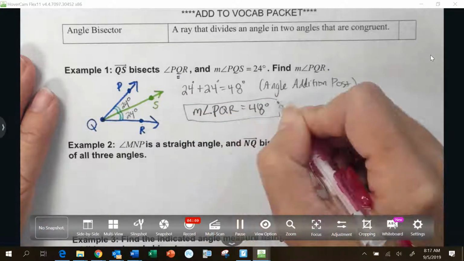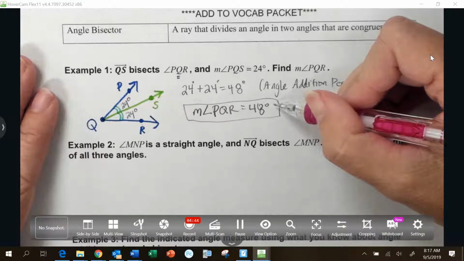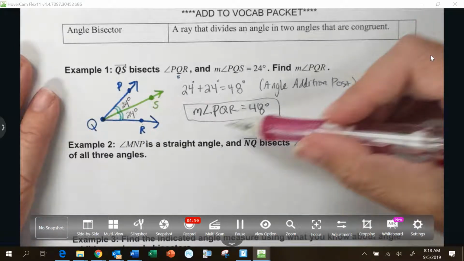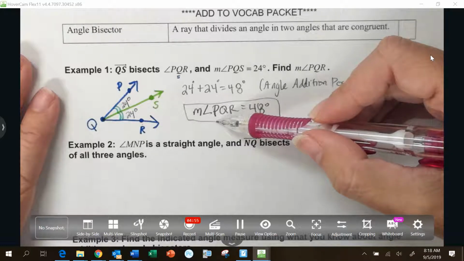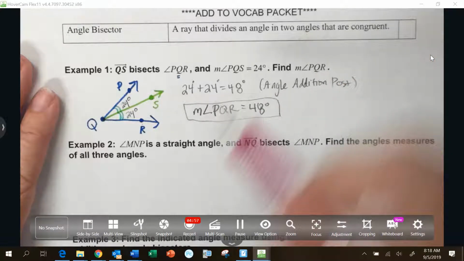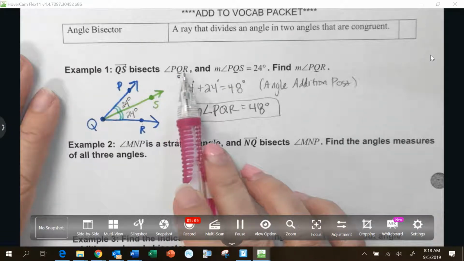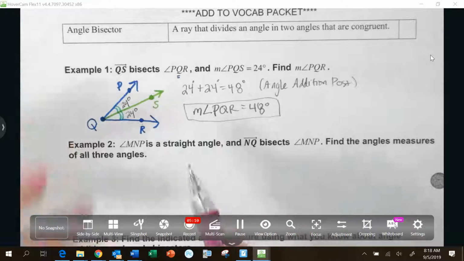Make sure, I said this yesterday also, that you are writing your angles with the degree symbol. Remember, what does the little m mean? Who can tell me what the little m means? We learned that yesterday too. Alex? Measurement. So if I write just angle PQR, I'm talking about the angle, but if I write m angle PQR, we're talking about the number.